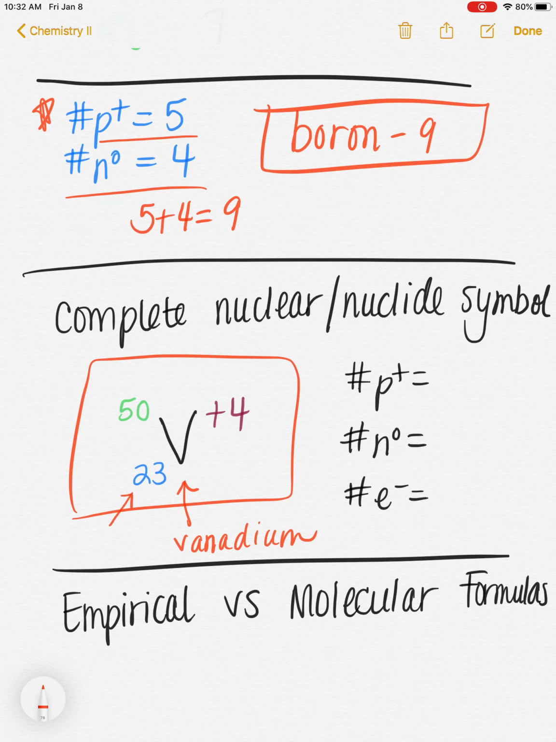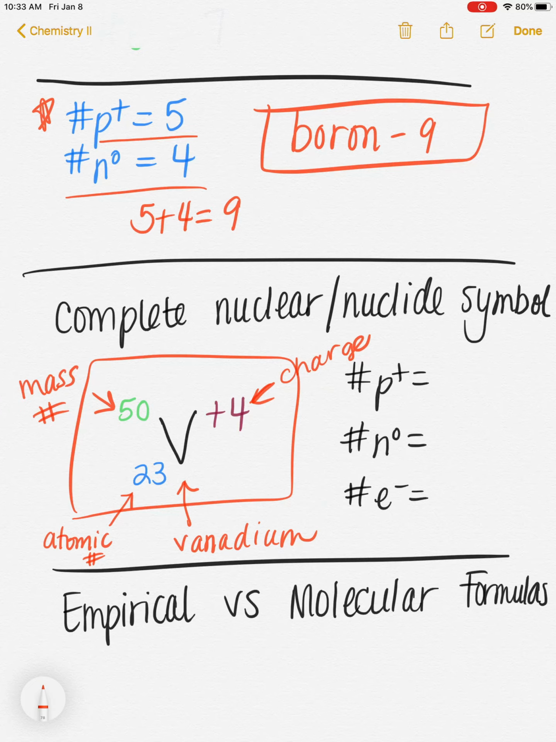This number down here in the bottom left, in this case 23, tells me the atomic number. This number 50 in the top left is where you will find the mass number. And this +4 over here indicates that we have a charge of +4. I am asked to tell how many protons, neutrons, and electrons are in this particular nuclide or atom, ion, particle, I guess I should say.